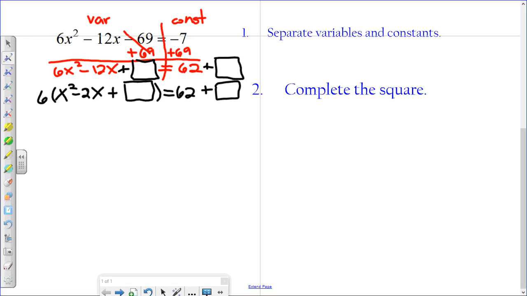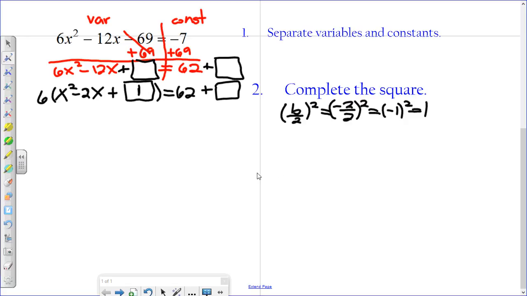Now, to complete the square, I'm going to take the b value, cut it in half, and square it. In this case, the b value is minus 2. So you're going to have negative 2 divided by 2, and then I'm going to square it. Negative 2 divided by 2 will give you negative 1, and negative 1 squared will give you 1. So the number that I was missing here is 1.